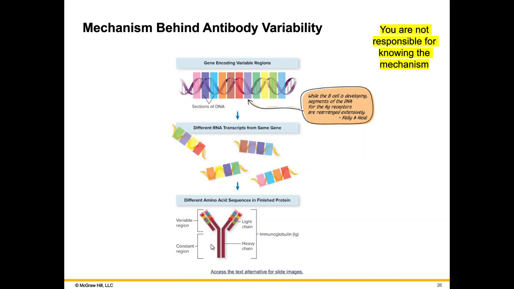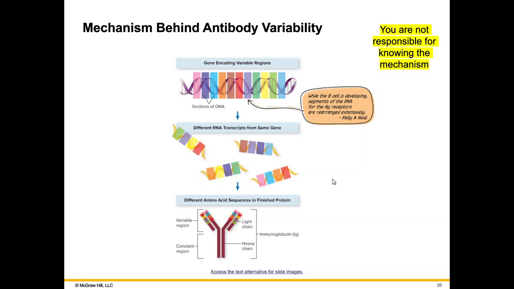And you could probably guess that's because among antibodies, this region here at the bottom is constant. It's typically the same for each one. But here at the ends, which is where antigen will bind to, is very variable.